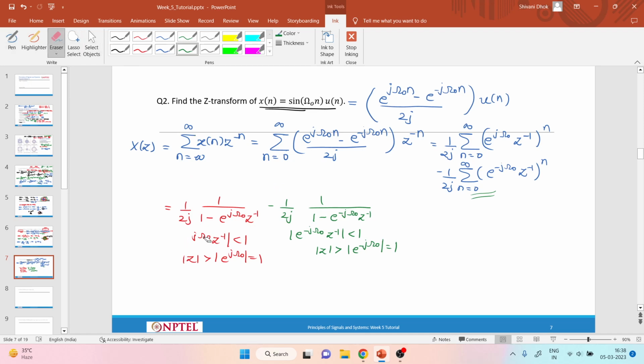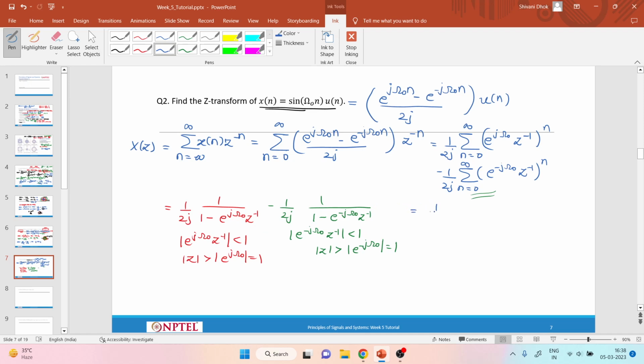So I can collectively write that the region of convergence for this entire x of z will be simply magnitude of z greater than 1. So let us try to simplify this.